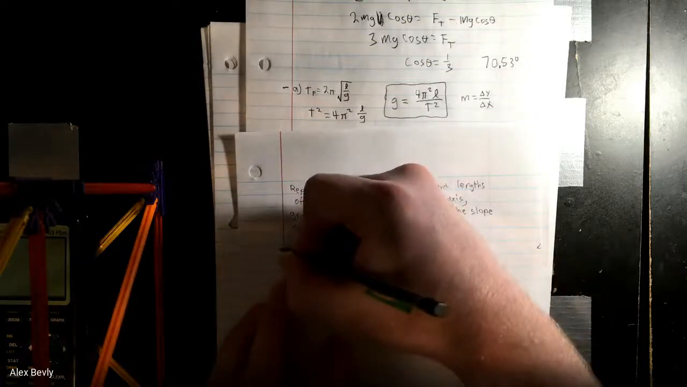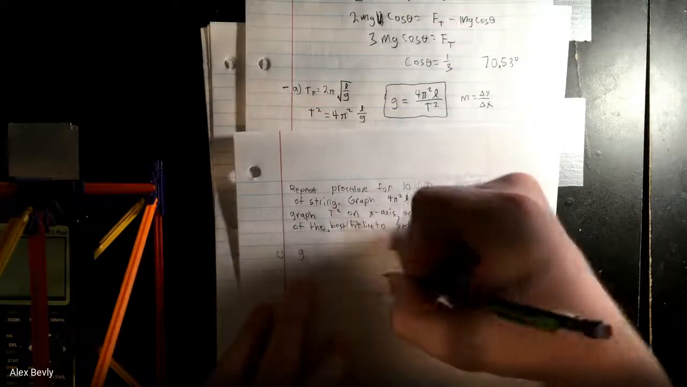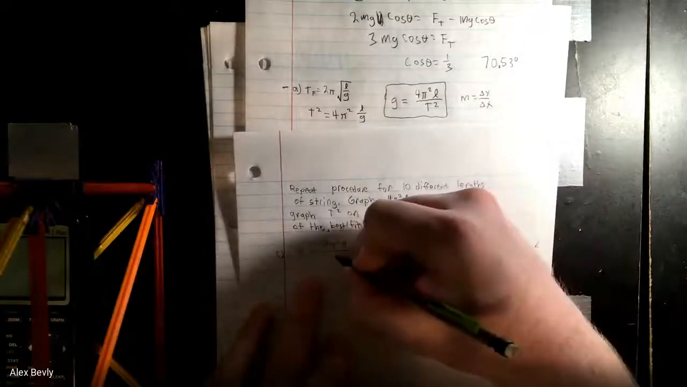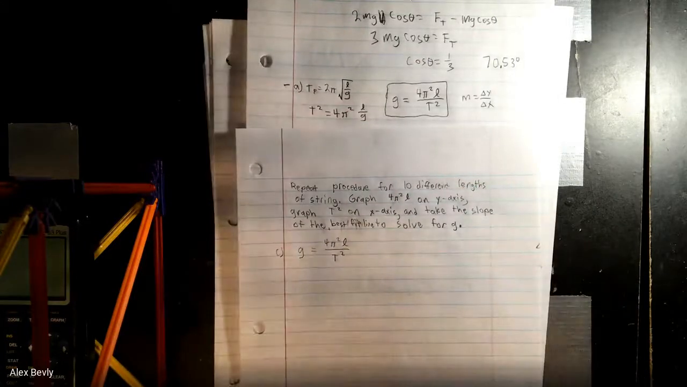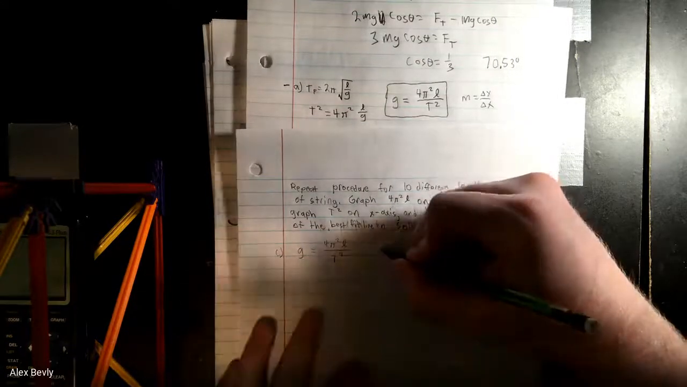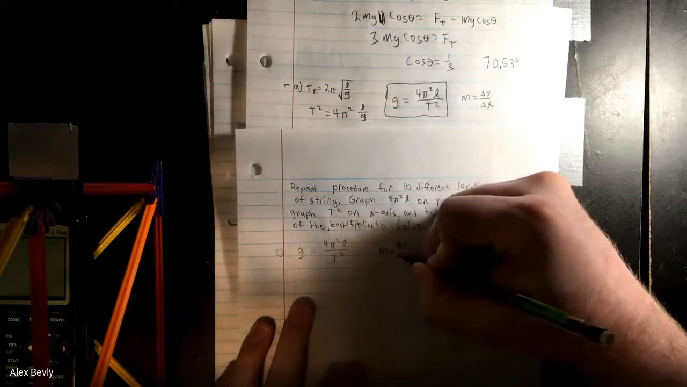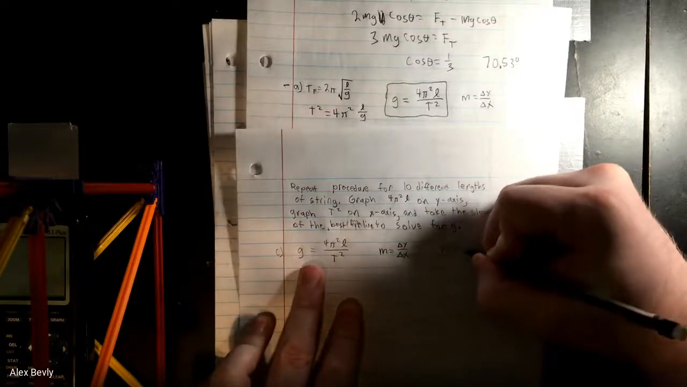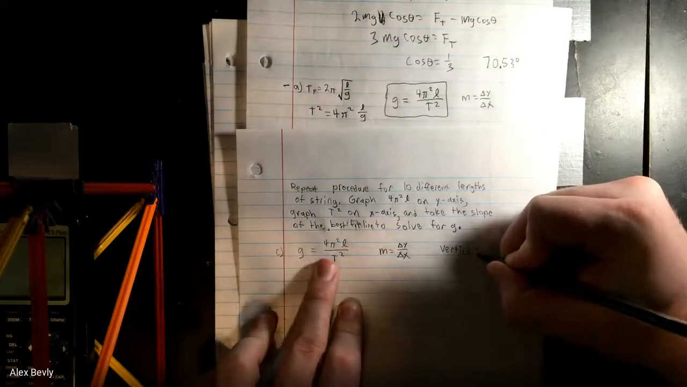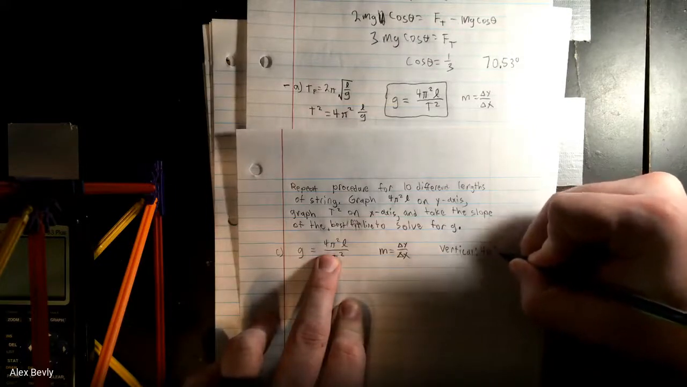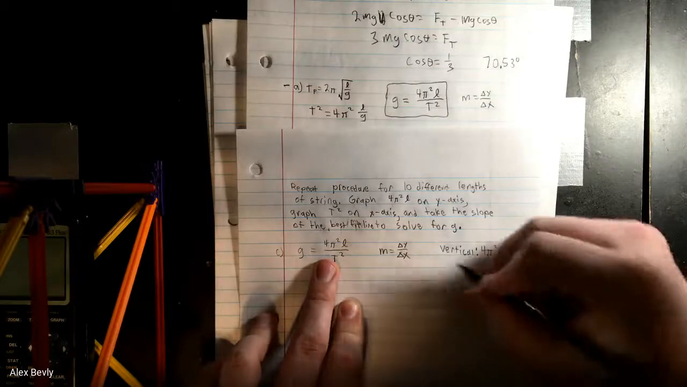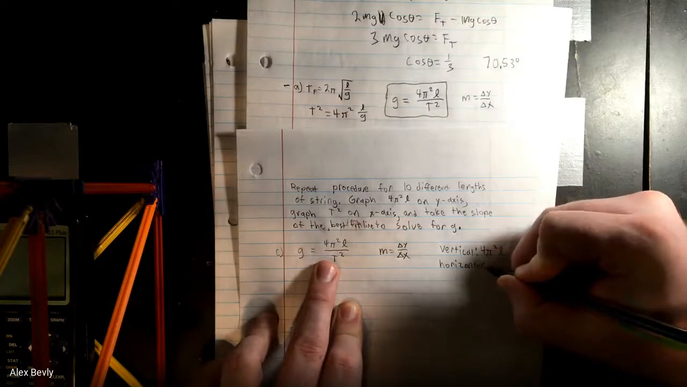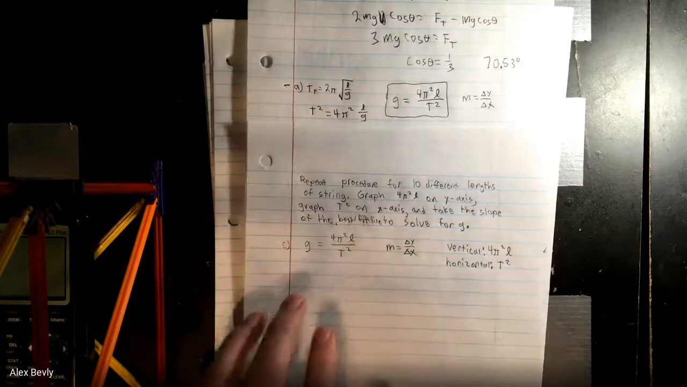Well, I know acceleration due to gravity is equal to 4 pi squared times the length of the string divided by the period squared. And again, slope is equal to change in y over change in x. So I'm going to put on my vertical axis, my y-axis, 4 pi squared times the length. On my horizontal axis, I'm going to put period squared, my denominator.